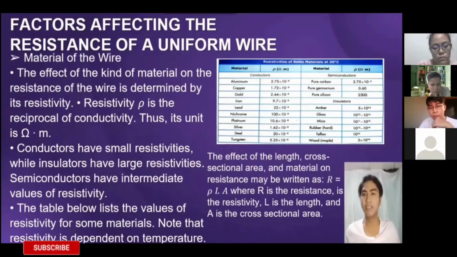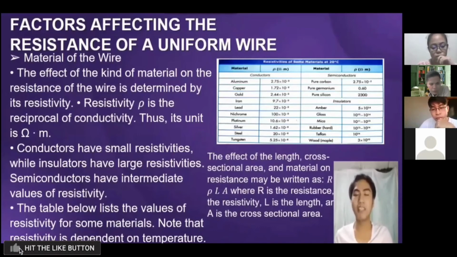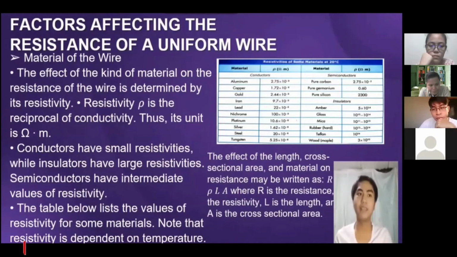The third factor is the material of the wire. The effect of the kind of material on the resistance of the wire is determined by its resistivity. Resistivity is the reciprocal of conductivity. Thus, its unit is omega times m, or ohms times meters. Conductors have small resistivities, while insulators have large resistivities, and semiconductors have intermediate values of resistivity.